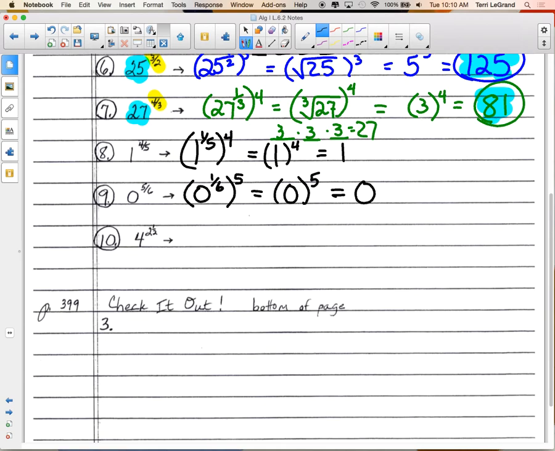How about a -3? How about 0 to the -3 power? What would that be? 1 over 0. Try it with your calculator. What's 0 to the -3 power?